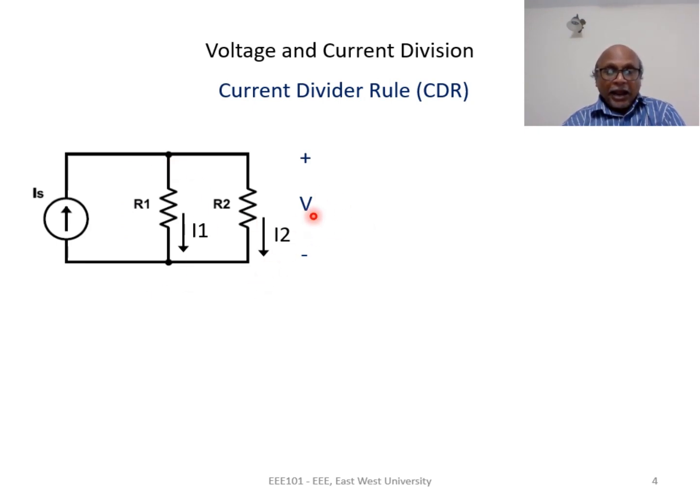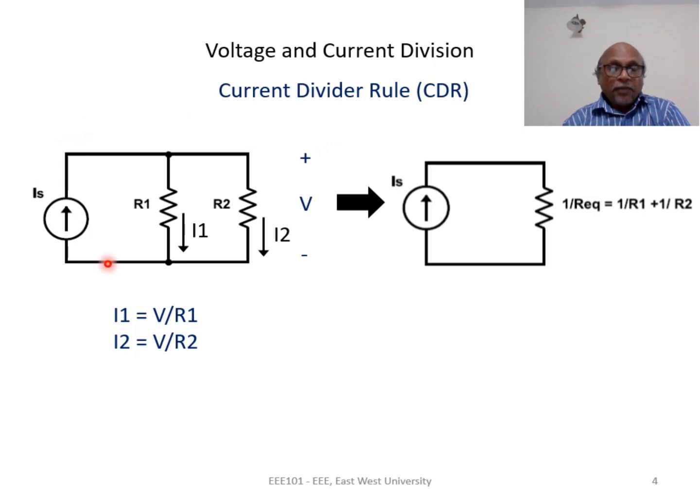Similarly, V and I2 also satisfy passive sign convention. So using Ohm's law, I can write I1 is the voltage divided by the resistance, V by R1, and I2 is the voltage divided by the resistance, V by R2. So if we find out the expression for V, we can easily determine I1 and I2.